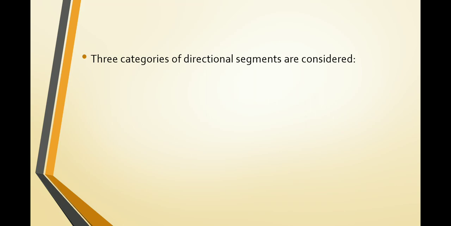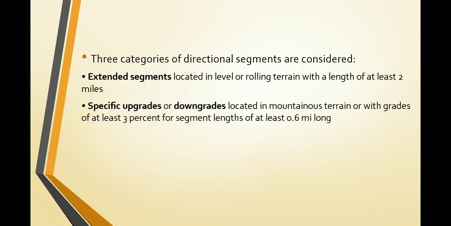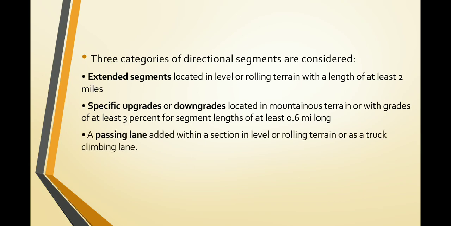Three categories of directional segments are considered. Extended segments located in level or rolling terrain with a length of at least 2 miles. Specific upgrades or downgrades located in mountainous terrain or with grades of at least 3% for a segment length of at least 0.6 miles. A passing lane added within a section in level or rolling terrain, or a truck climbing lane.